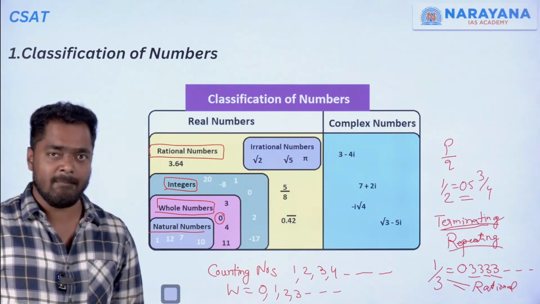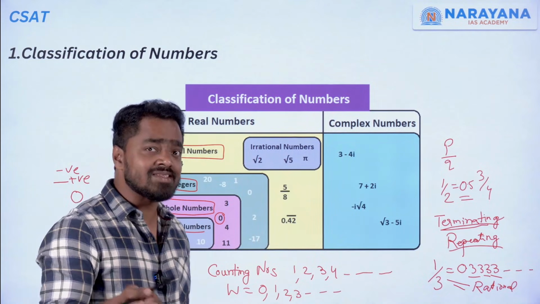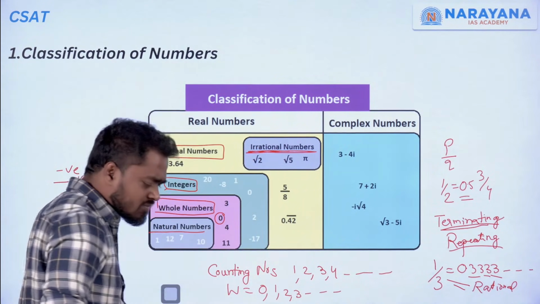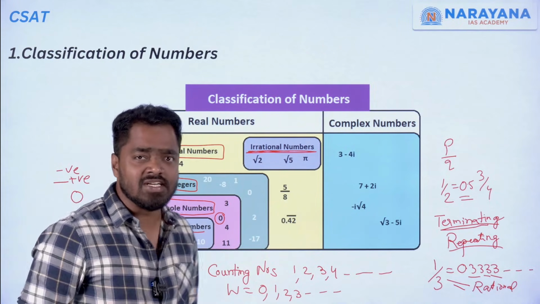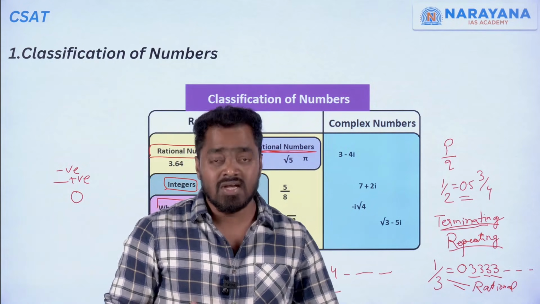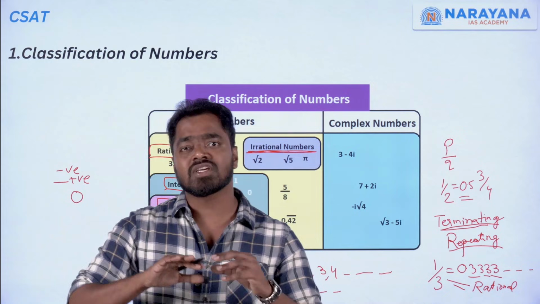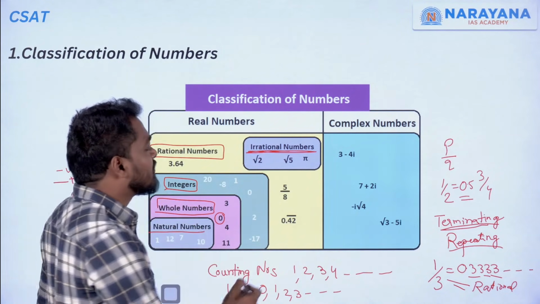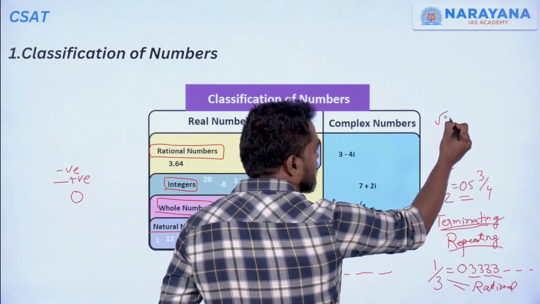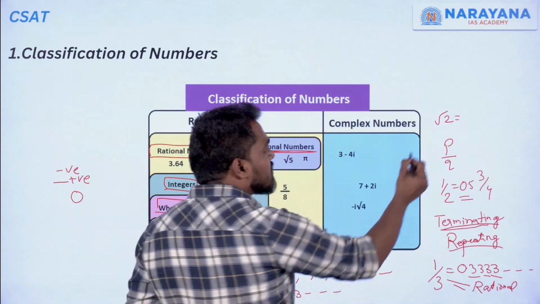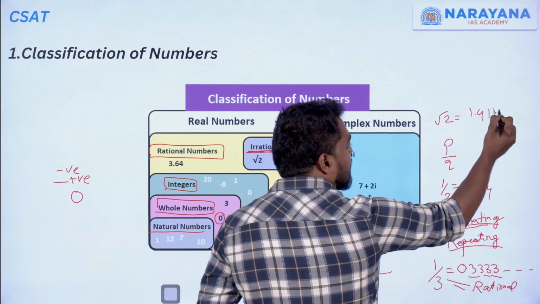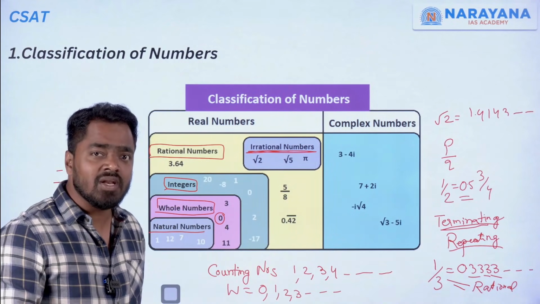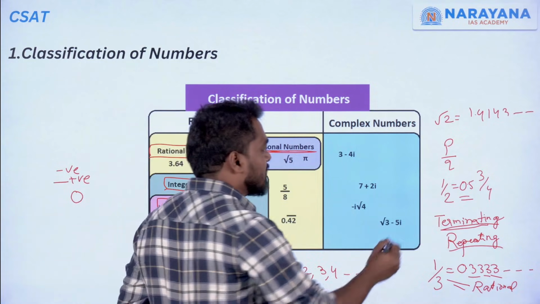Next, the next set of numbers are irrational numbers. The meaning is in the word itself. What are irrational numbers? These are those numbers which cannot be expressed in the form of a fraction. For example, if you take root 2, the value of root 2 is 1.4143 something and so on. It goes on. So it is a non-terminating and non-repeating decimal.